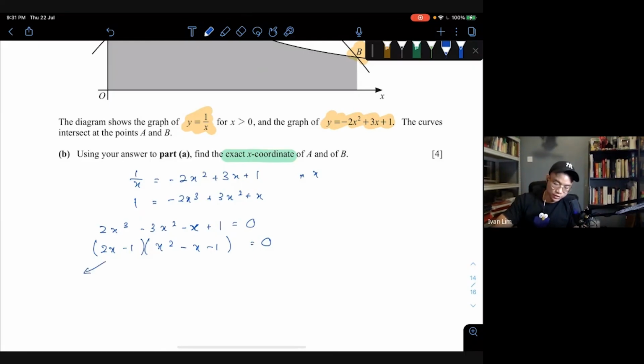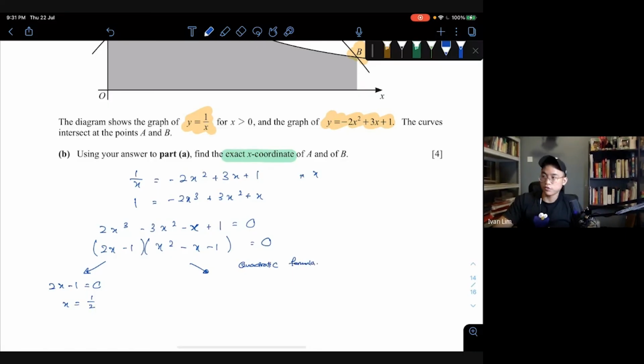Okay, so this part here, 2x minus 1 equals to 0, x equals to 1 over 2. So I got one of my x value already. However, this side over here, x squared minus x minus 1. If you use your calculator to check, you'll get some irrational value, right? Irrational number. Okay, so what do we need to do? If it's irrational and I want exact value, you use quadratic formula.